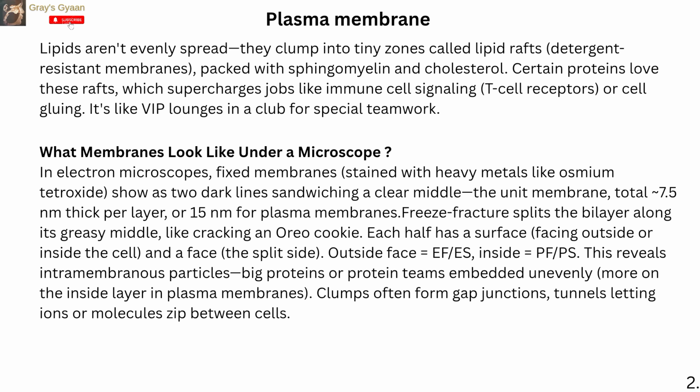This reveals intramembranous particles, big proteins or protein teams embedded unevenly, more on the inside layer in plasma membranes. Clumps often form gap junctions, tunnels letting ions or molecules zip between cells.